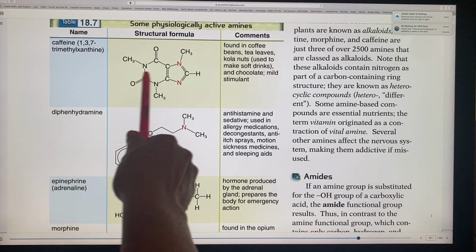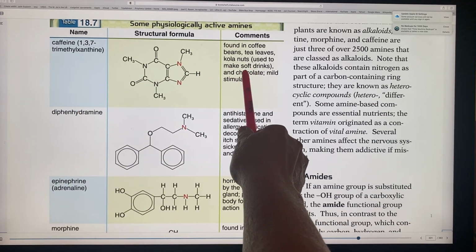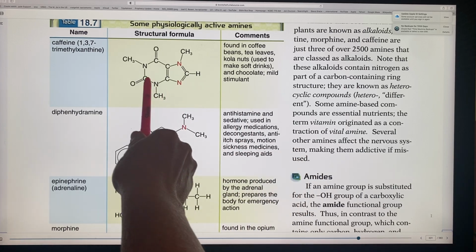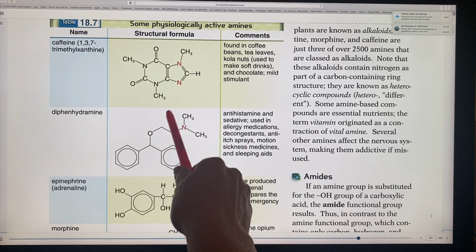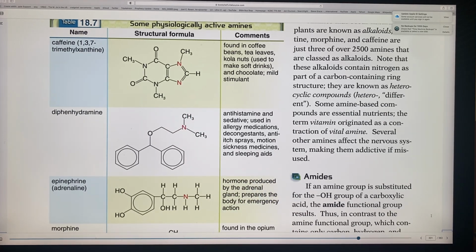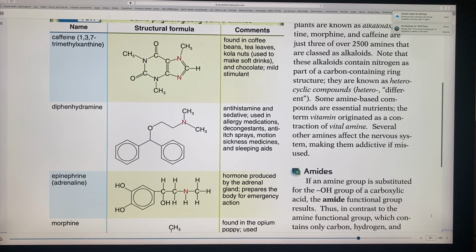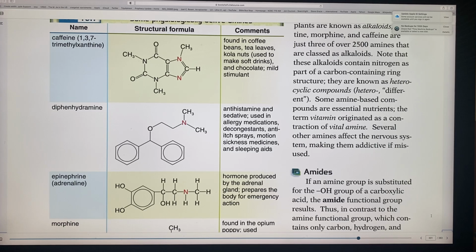Here's caffeine, found in coffee beans, tea, nuts, and everything. This is an amine because it has nitrogens in it, and you can see how everything's attached. This formula is caffeine. And this one is methoxyamine. I can't pronounce that one.